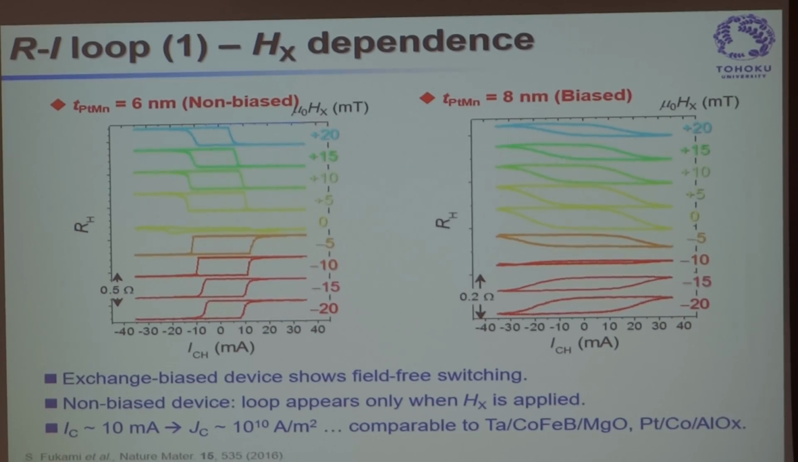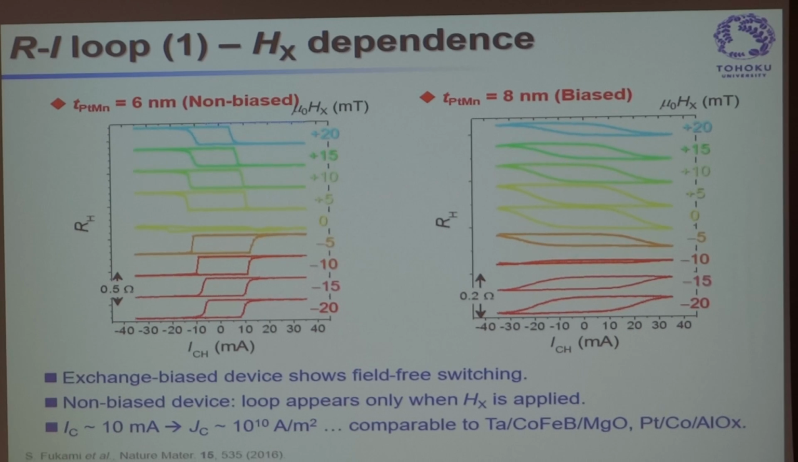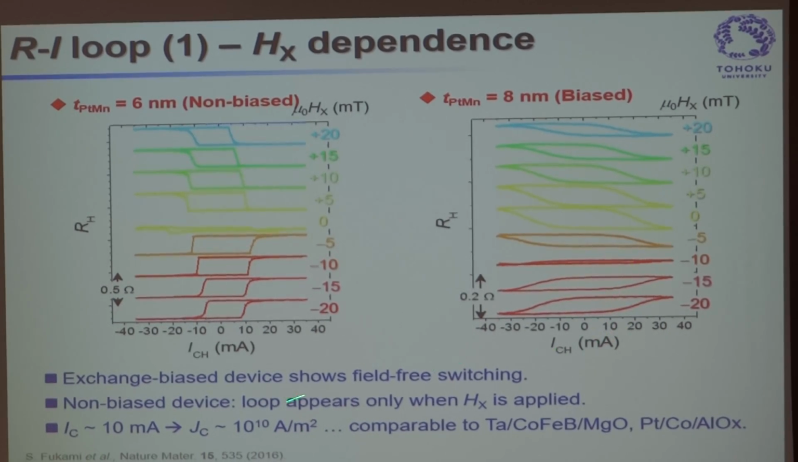So it says two things. Exchange bias works in place of the magnetic field that we applied, and also this platinum manganese has a reasonably large spin Hall angle, so that we can switch magnetization back and forth. And the current, at least at this level of 10 milliamps, is approximately 10 amps per square meter, so it's comparable to other devices as well.